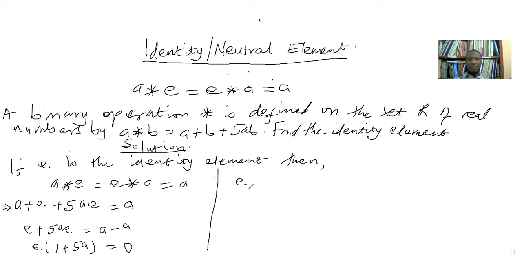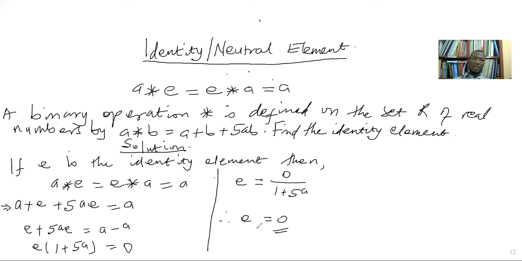Then for our E, we divide both sides by 1 plus 5A. Our E is going to be 0 over 1 plus 5A. So any number dividing 0 is 0. Therefore, our identity element is 0. So that's how we find an identity element.